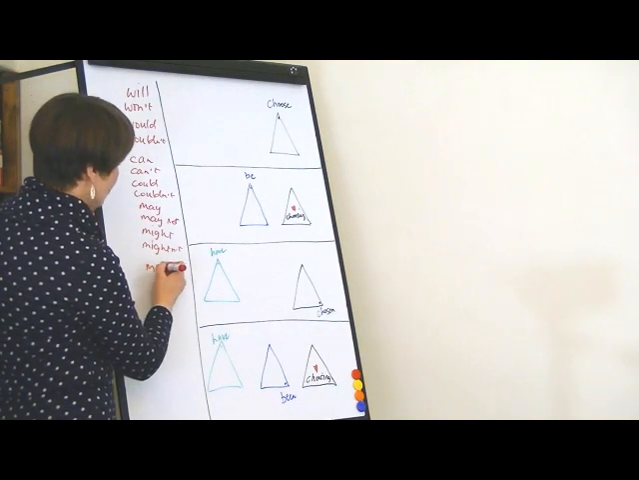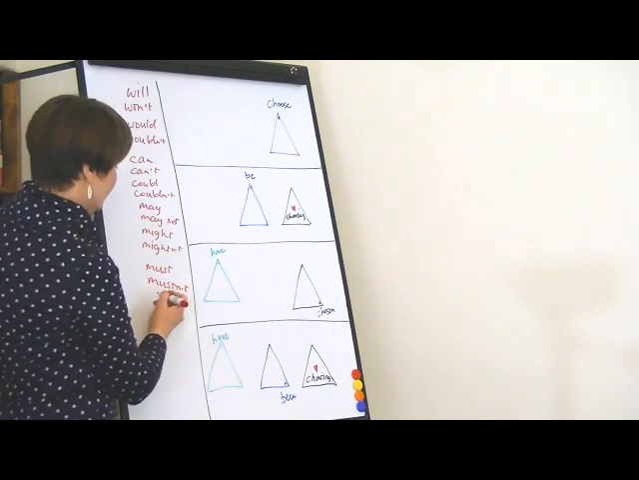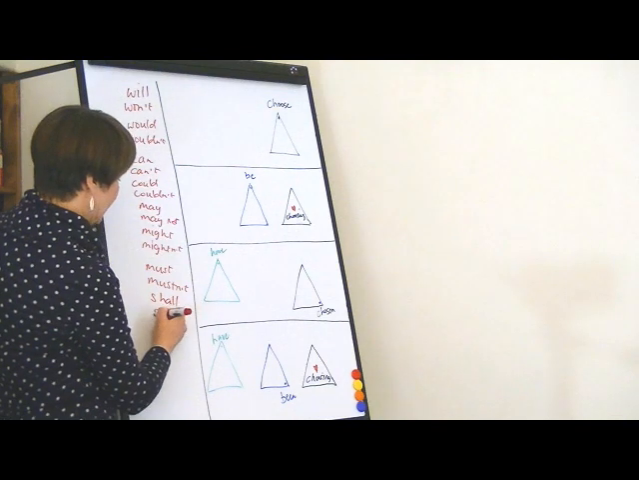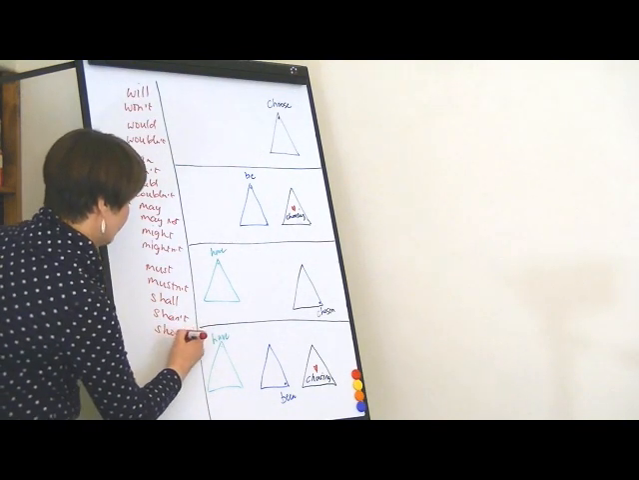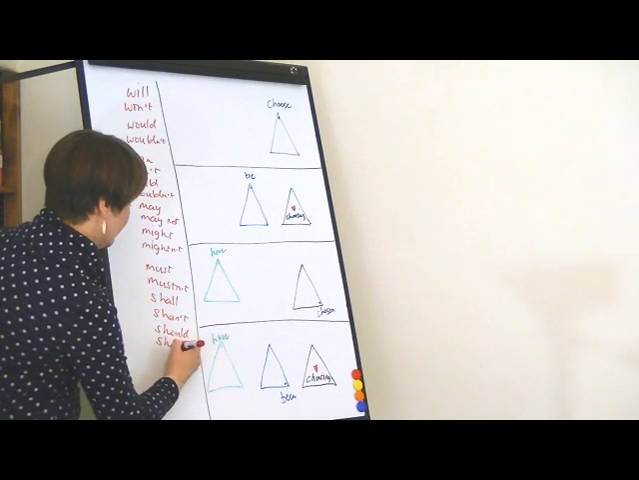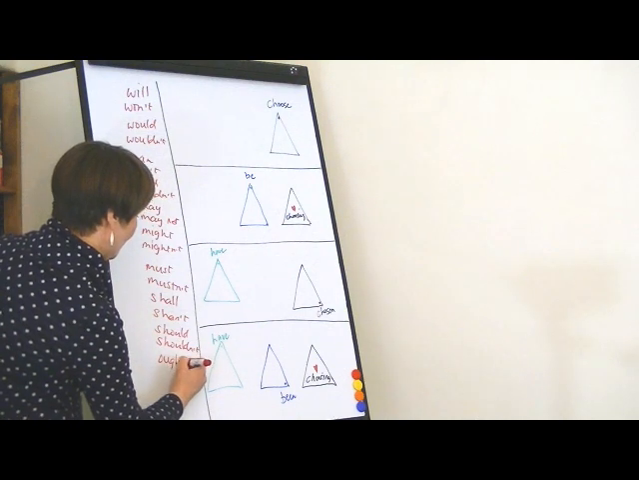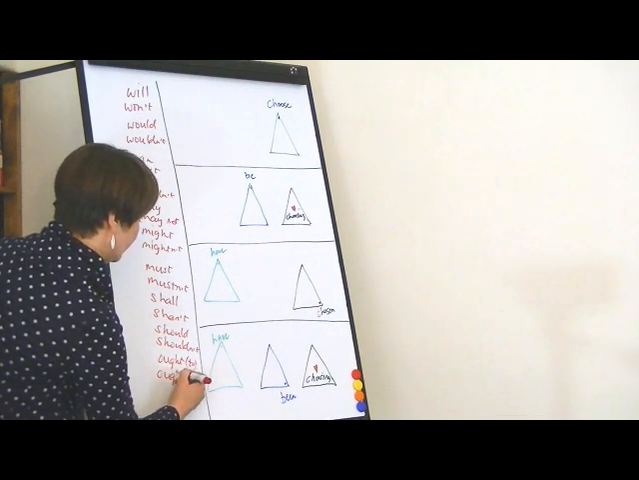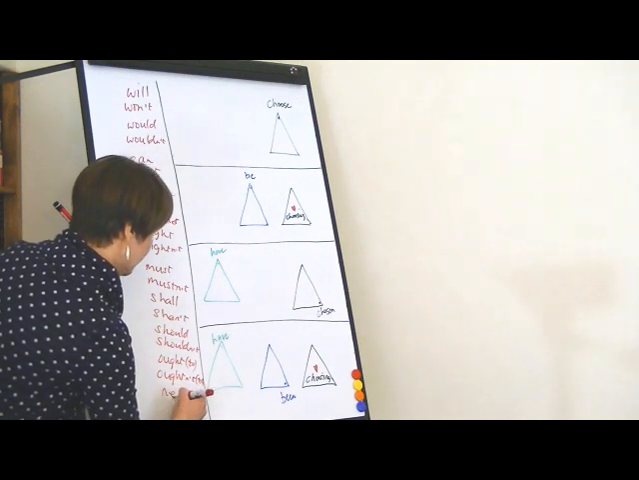And then we can have must and mustn't, shall and shan't, should and shouldn't, ought to and oughtn't to, and needn't.